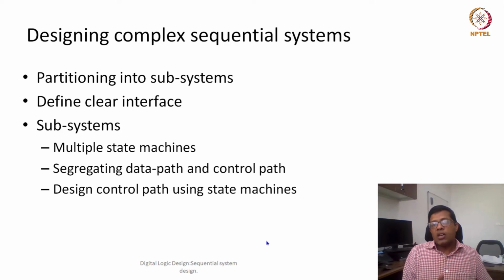But in the case of a hardware system or a digital system, the interface clearly means how many inputs, how many outputs, and what the bit width of each input and each output is. What is the functionality expected from each input and output, or in other words, when any particular input would be 1 and when it would be 0.